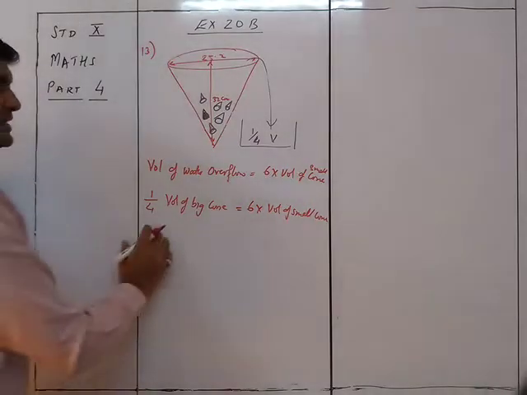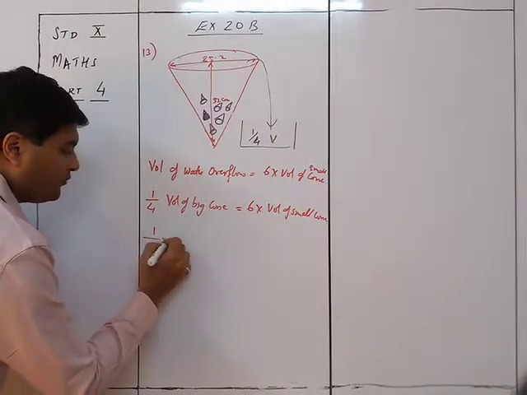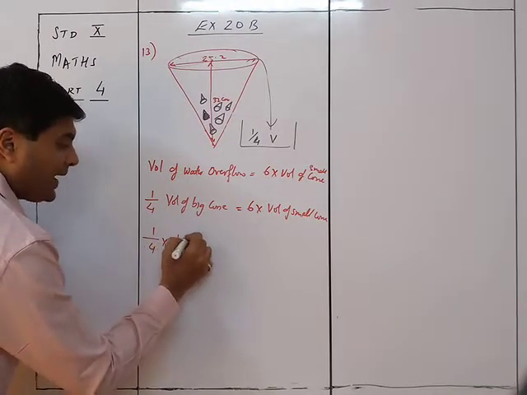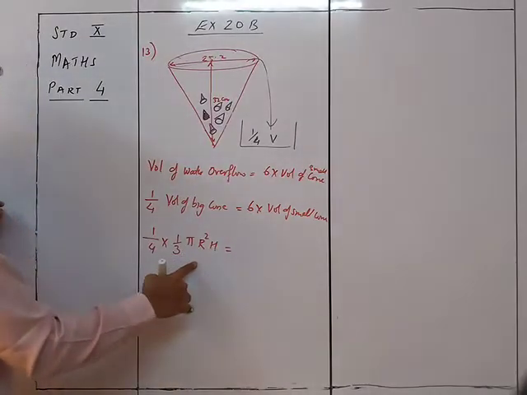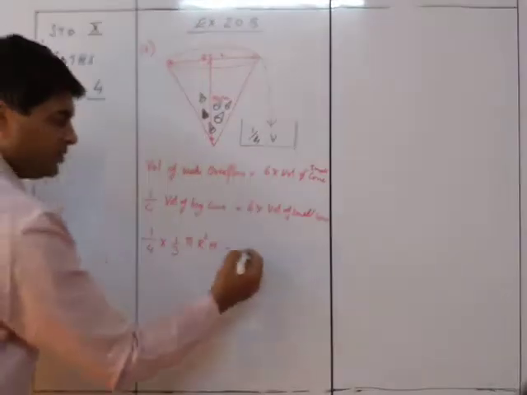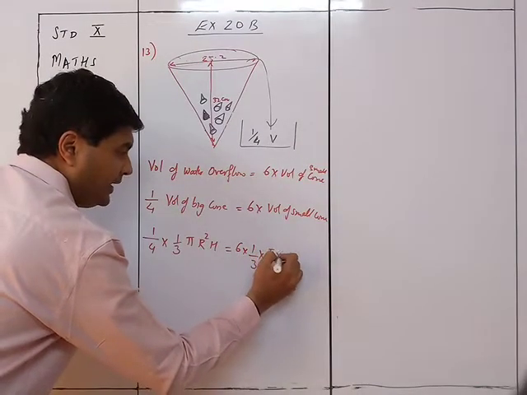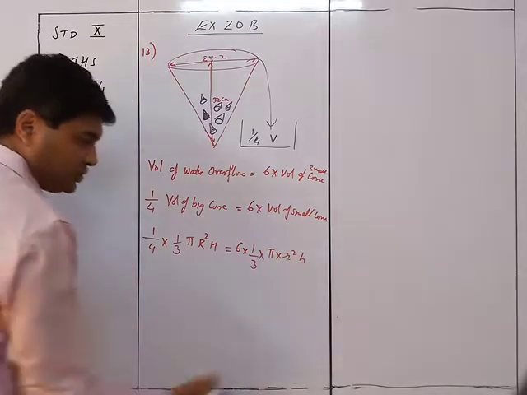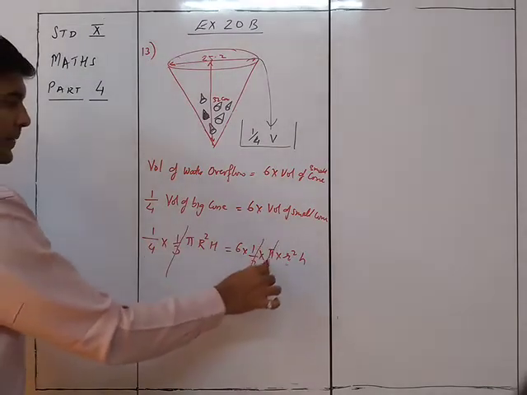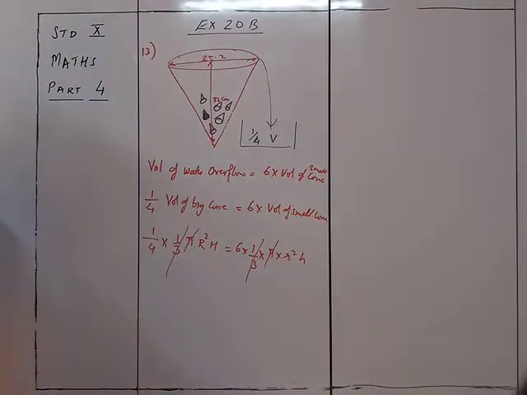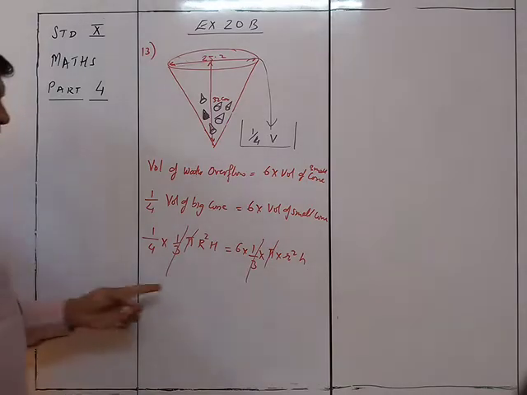Got it? This is what we are going to look for. So accordingly we have the formula, 1/4 into 1/3 pi r square h, because of the bigger one, smaller one will take it smaller. So 6 into 1/3 into pi into r square h. 1/3 pi gets cancelled. We find out the values of r and h from here.